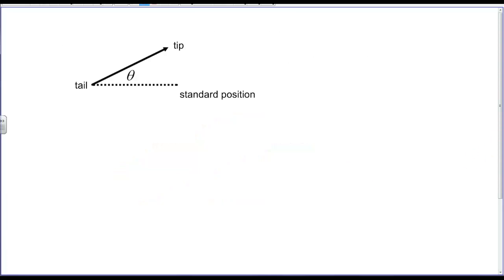Some verbiage. If I have a vector, it emanates from the origin, and we call that piece the tail. It ends somewhere out in space, and we call that the tip. The angle it makes with the standard position is theta.